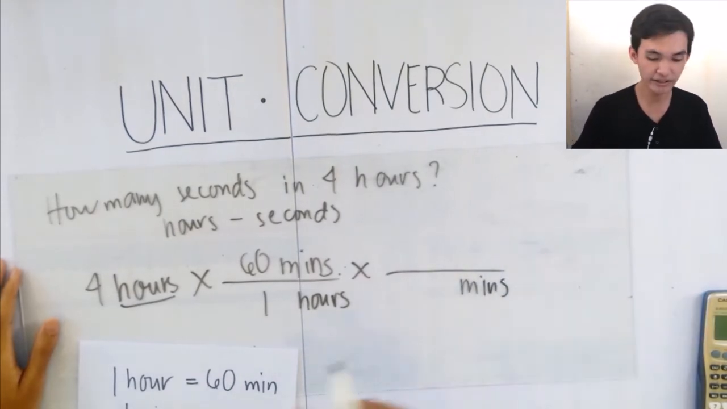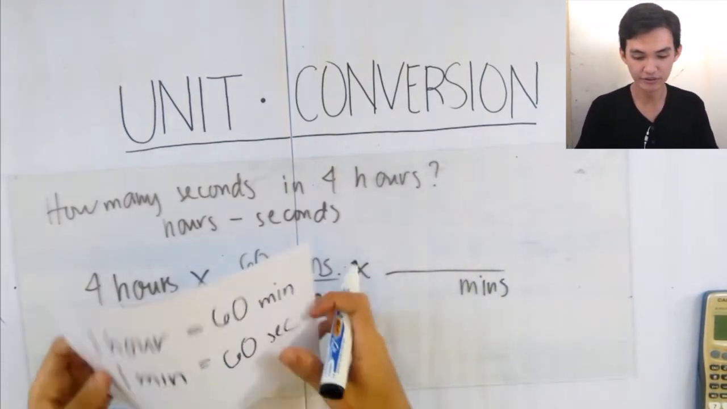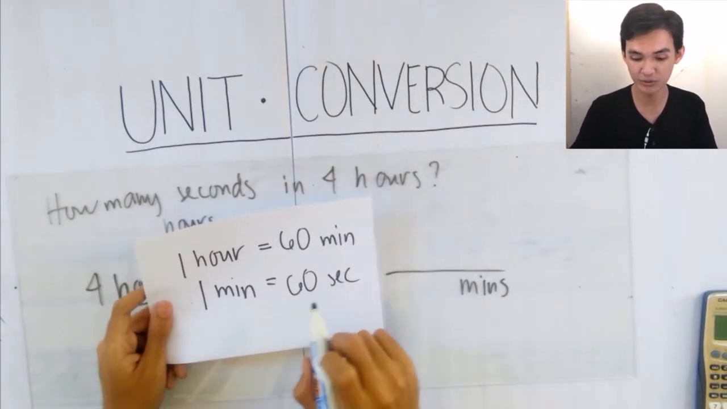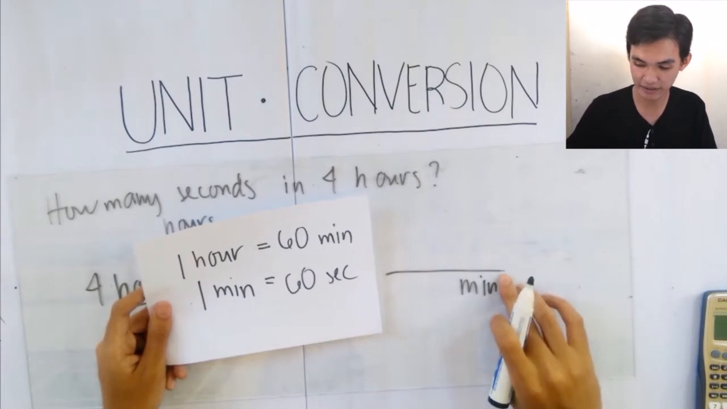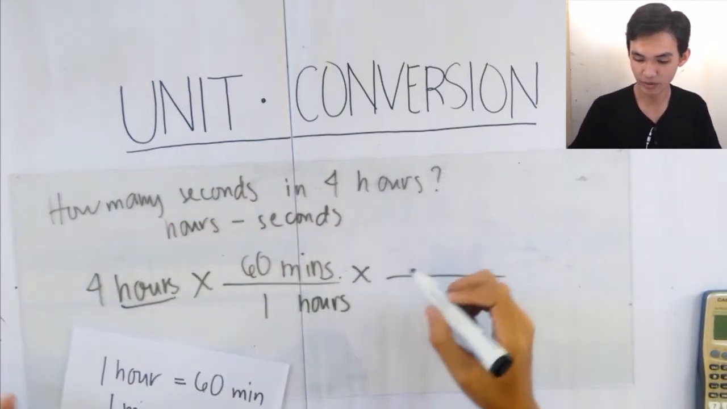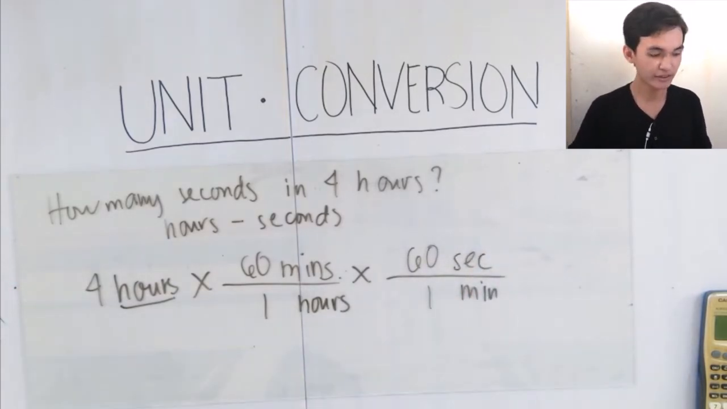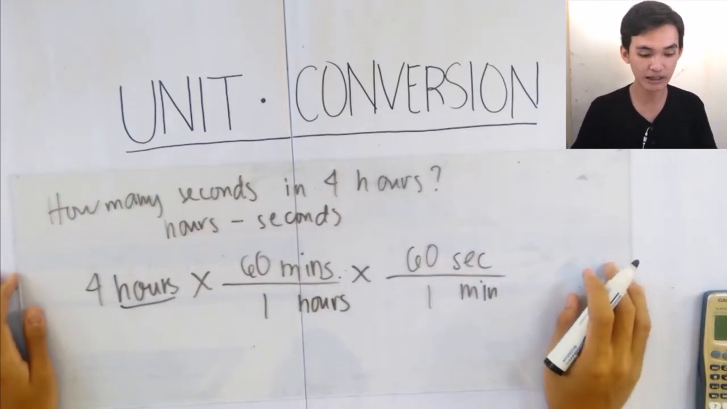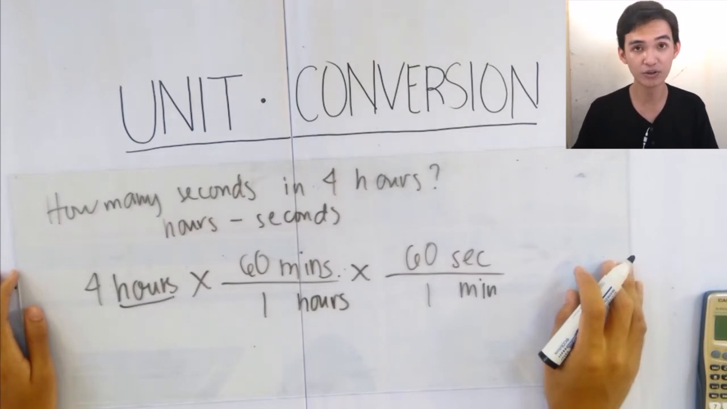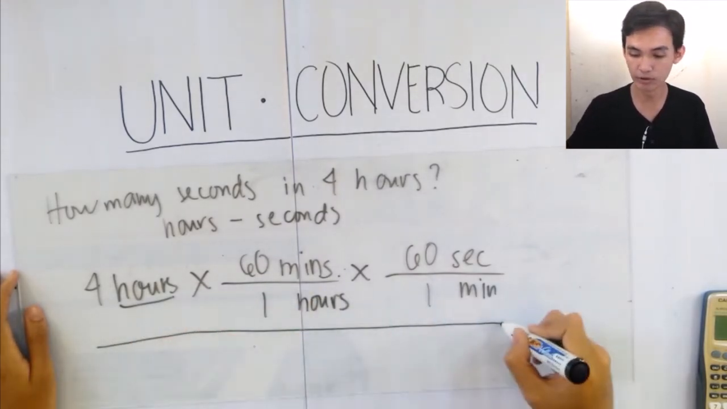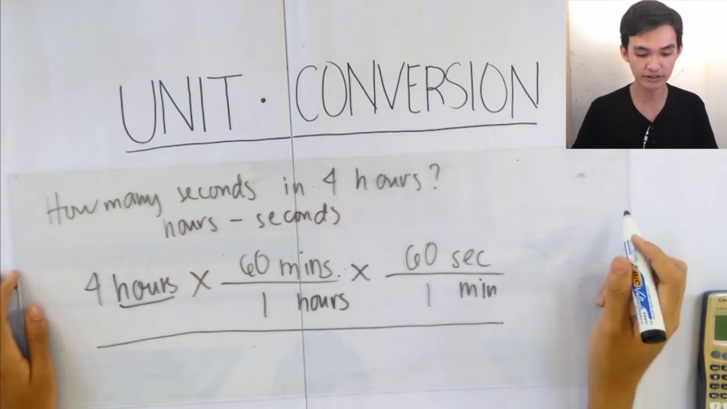So minutes. And according to the table of conversion, 1 minute is equal to 60 seconds. So this is minute only. So 1 minute is equal to 60 seconds. So your equation should look like this. Since there is no direct conversion, we have multiple conversions first.